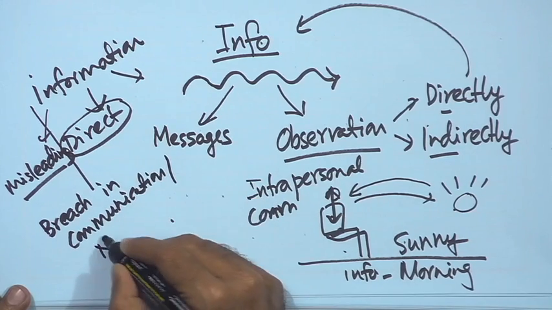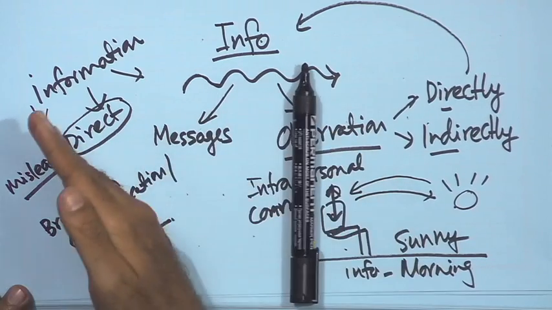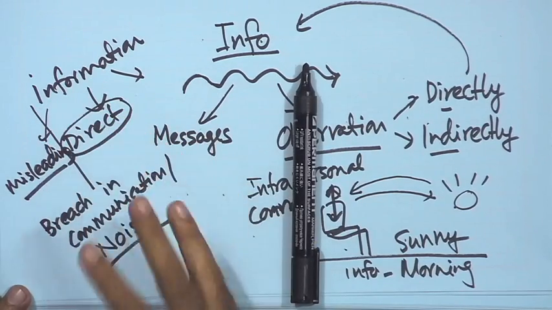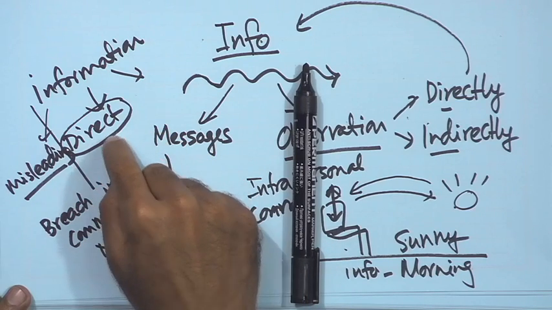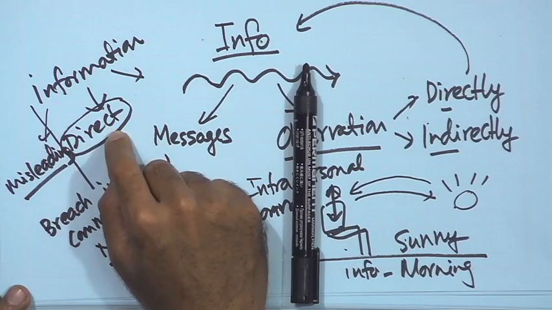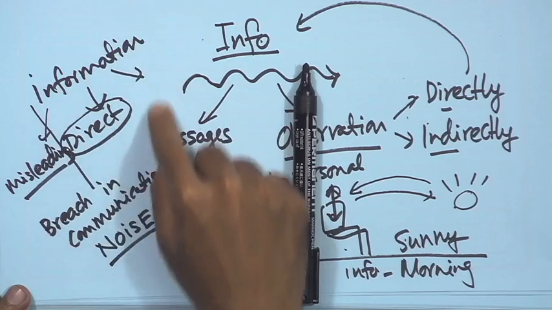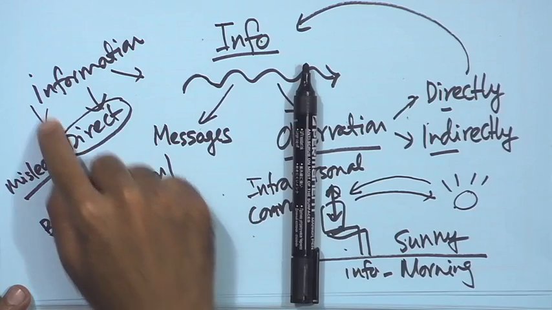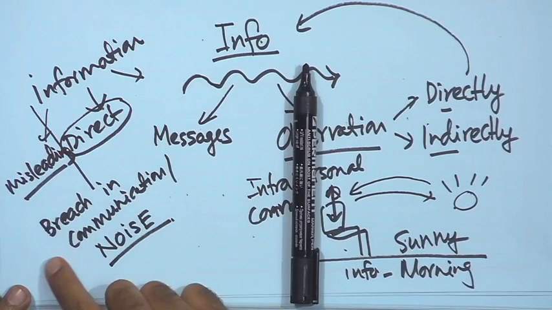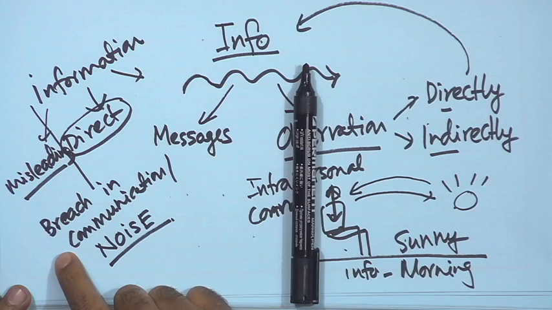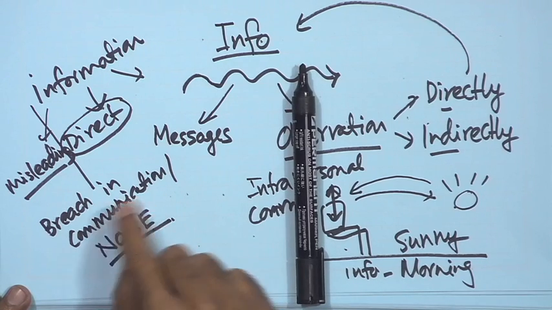Many a times it is referred to as noise. So if information is direct, it is trying to reduce the uncertainty, it is trying to pinpoint directly, talk about or respond to the query that you are talking about. So the quality of information is predominantly that, but in case it is not, it could be misleading, it could lead to a breach in communication, and it will create a noise which is unwanted, which is not required.